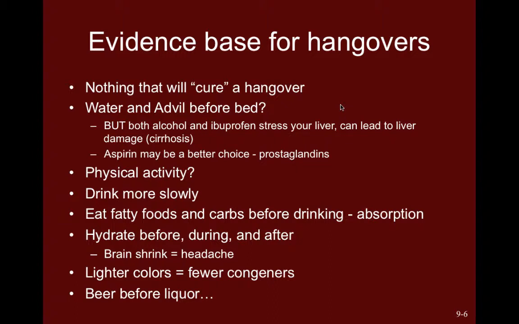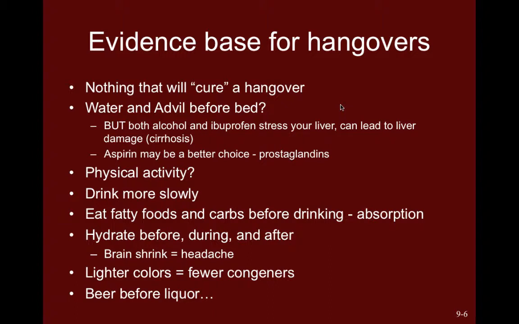Now, aspirin may be a better choice in terms of these symptoms because of the prostaglandins affected, but it's important again that if you drink on a regular basis, that exposure to aspirin may not have positive effects for your body. So although it will help with the symptoms, it's not a tool to use on a regular basis.